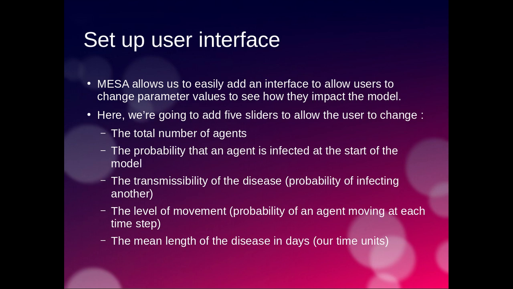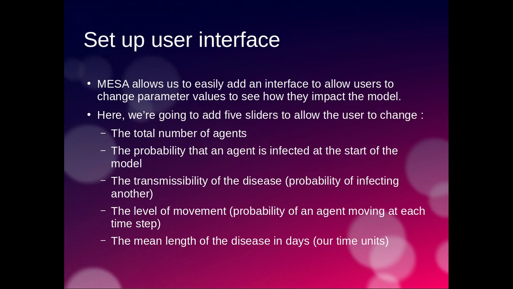So what we're going to do is add 5 sliders in our user interface that allow the user to change the total number of agents in our model, number of people, the probability that an agent is infected at the start of the model, the transmissibility of the disease, remember that's the probability that an agent infects another agent at each time step, the level of movement, which remember is the probability that an agent moves at each time step, and the mean length of the disease in days, or in time units, but we'll be using time units here to represent days. So those are the 5 things we're going to allow the user to change.